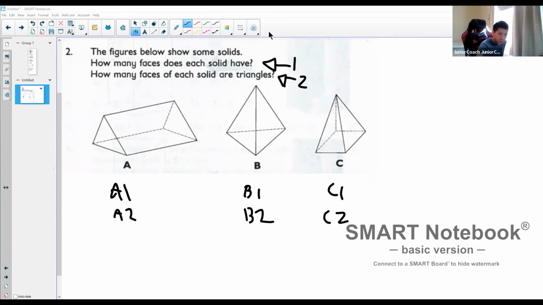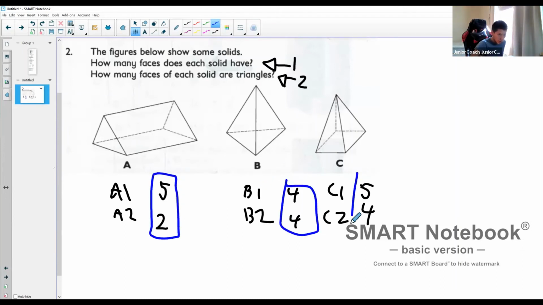Okay, so we are going to spend a second on this. For the first figure, the correct answers are 5, 5, 2, 4, 4, 5, 4. I'm going to circle and underline these answers here: 5 and 2, 4 and 4, and 5 and 4.